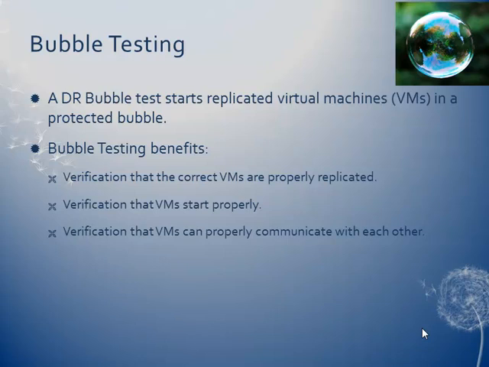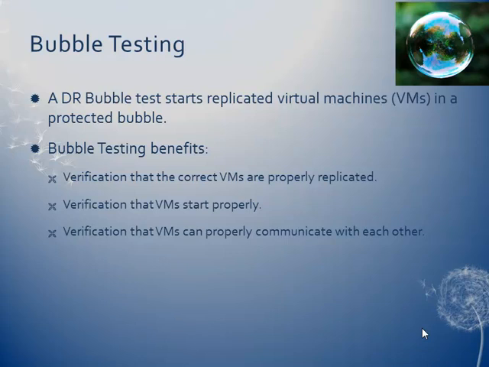And that begins with what we call a bubble test. And a bubble test basically will test replicated VMs in a protected bubble. Some of the benefits are it verifies that you have the correct VMs and that they're properly replicated, that the VMs can actually start so the replication is working properly, and the VMs can talk amongst each other. It doesn't expose the replicated VMs to the outside world. That's why we call it a bubble test.